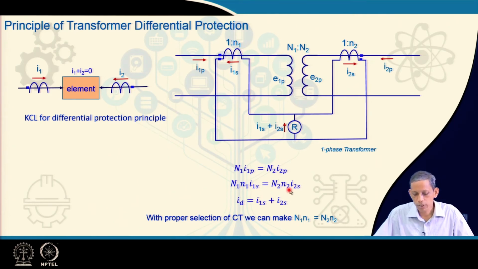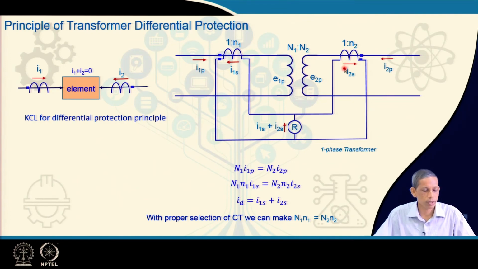Now, from this relation we see that with proper CT selection, if we can make N1 equal to N2, then the differential current during normal time will be equal to 0. That depends upon the transformer turns ratio capital N1 is to N2; the corresponding small n1 and small n2, the CT ratios, should be selected accordingly.